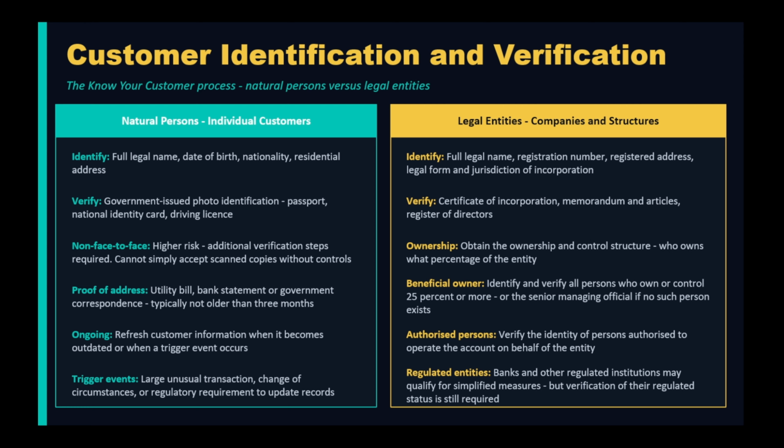Where no natural person meets the 25% threshold, the senior managing official of the entity must be identified as the beneficial owner of last resort. For regulated entities, banks, and other financial institutions, simplified verification may be acceptable, but verification of that regulated status is still required.